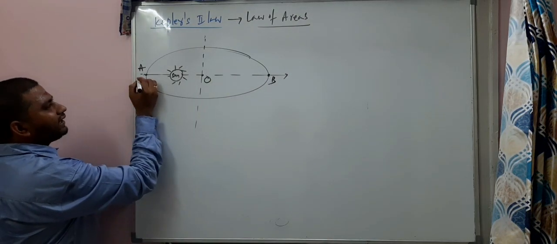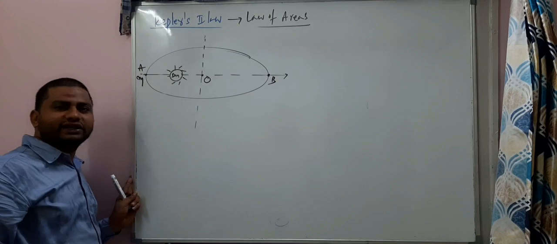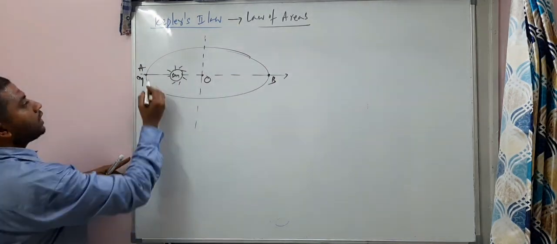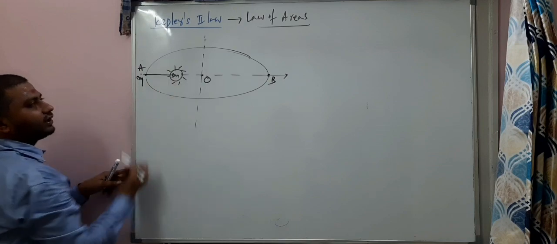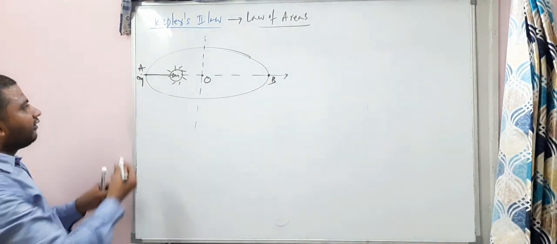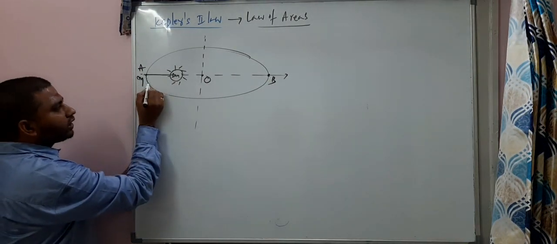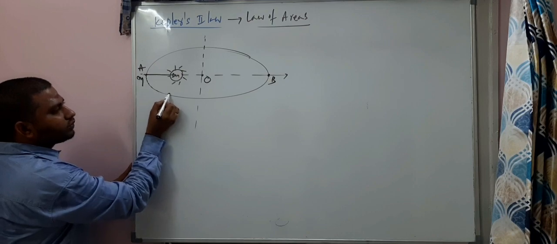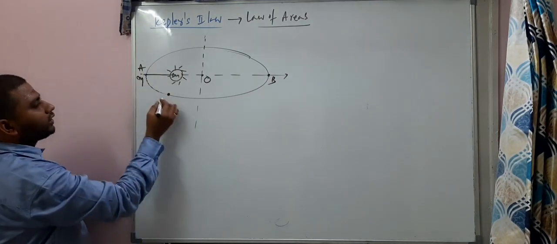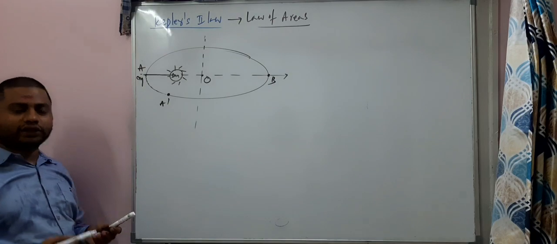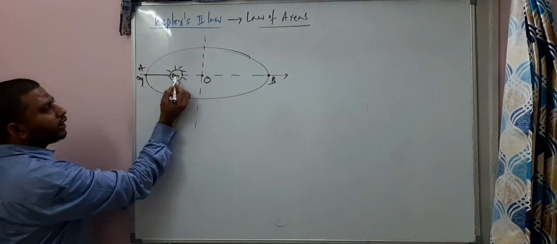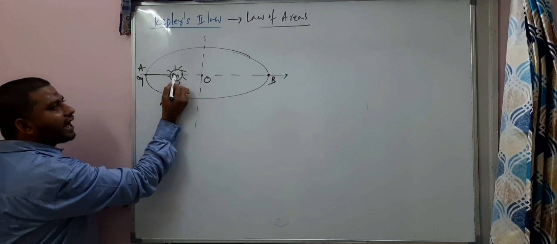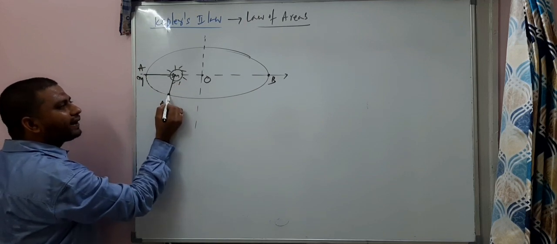Now imagine this is the line. Initially the mass of the planet is m at this point. So there is a line joining the planet and the sun. Carefully see. When the planet is moving from A to A dash, the planet has moved from where to where? From A to A dash. So when it comes to A dash, there is a line joining the planet and the sun.